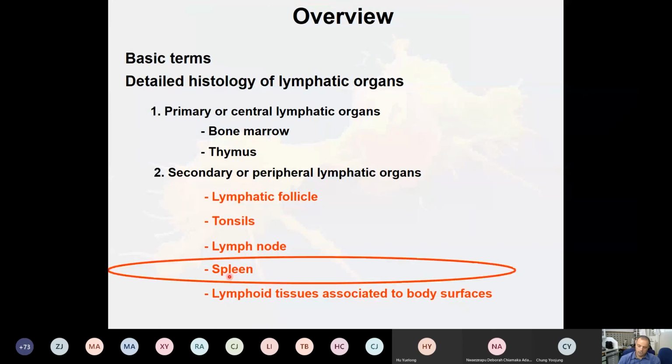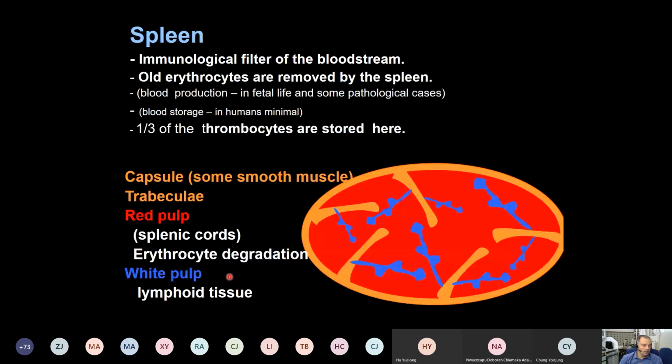Again, the spleen is a topic on its own, and I only have maybe a few minutes to point out some key terms. The spleen is anatomically located in the abdominal cavity on the left side behind the 9th, 10th, 11th rib, and it has a great significance as a filter again.